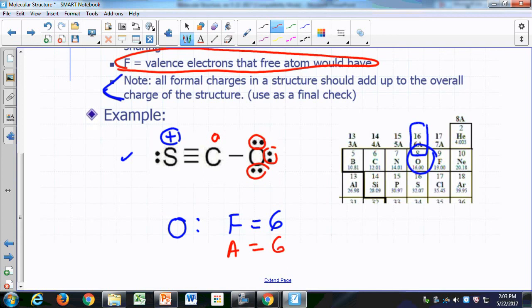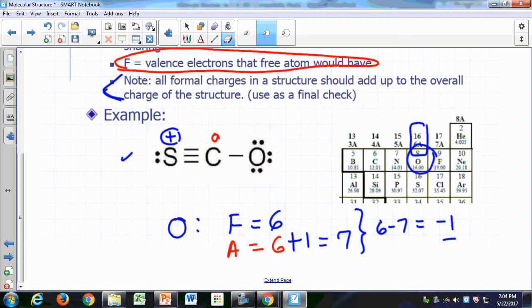So 6 in the lone pairs, 3 lone pairs times 2, plus half of this pair right here. Half of one pair is 1 single, so plus 1. So it appears to own 7. So 6 minus 7 is equal to -1. So it appears the oxygen has gained 1 electron. So it has a formal charge, we say, of -1. You can put a -1 over here, or just a negative symbol right there. So those are the formal charges of sulfur, carbon, and oxygen in this structure.